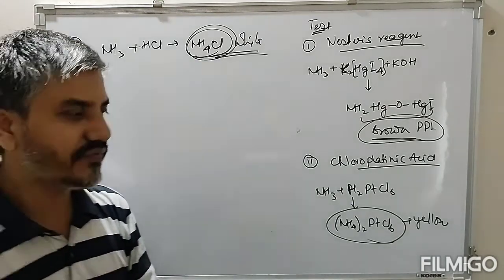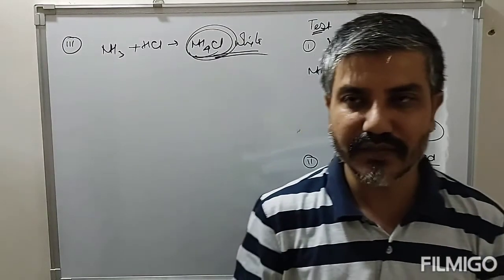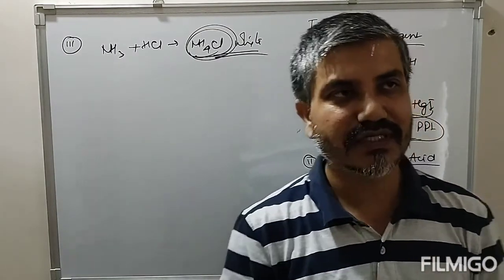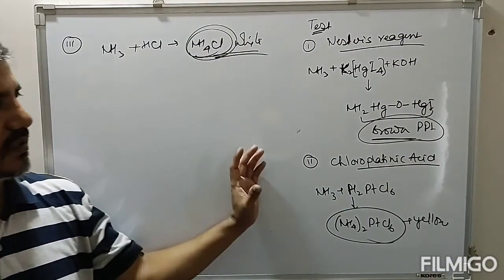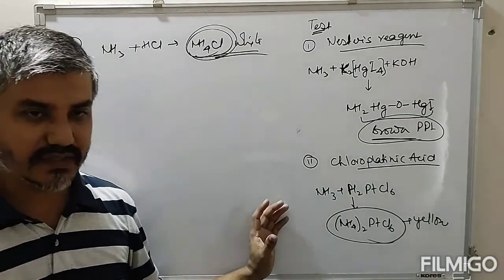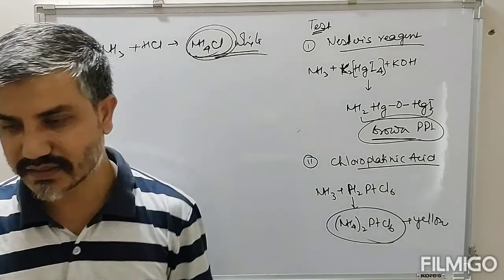So this is a brief idea about group 15 elements, their basic properties and their common compounds. I hope with this we conclude group 15 elements. Meet you again in the next class. Thank you.